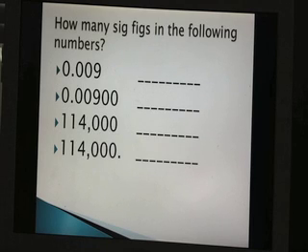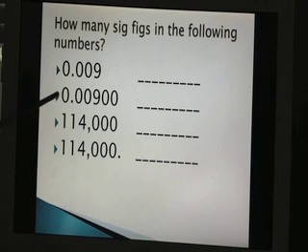Let's practice some more. How many sig figs in the following number? Well, this 0 is just to hold the decimal place, 0.009. We don't count any leading zeros. We never do. They just hold the decimal place. So this first value, 0.009, would have one significant digit. Don't count zeros at the beginning of a number.